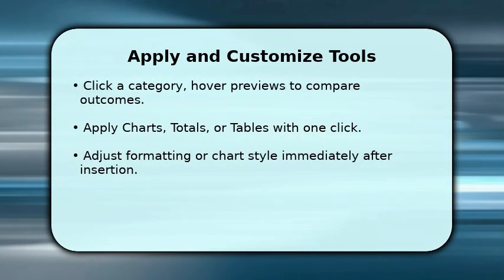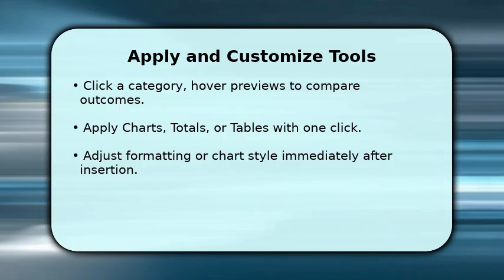Next, choose a category and hover each option to preview changes live in your sheet. This helps you compare without committing. You can apply a chart, table, or totals row with one click.